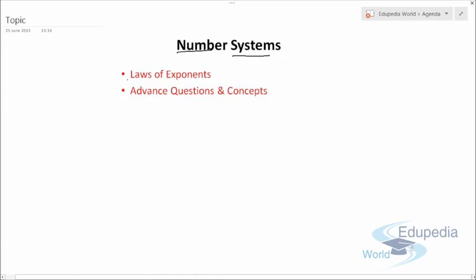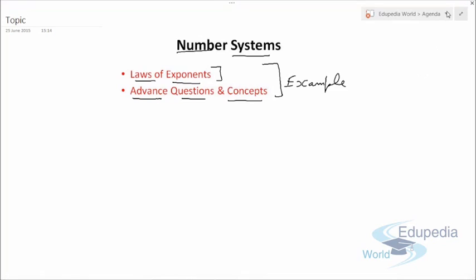So in this video we'll discuss laws of exponents, how to solve powers and exponents, which you might have done in 8th standard also. And then at the end of the video we'll discuss some of the advanced questions and concepts. So again we'll follow the same strategy. We'll solve each and every concept through examples. So let's get started with the first concept, which is laws of exponents.